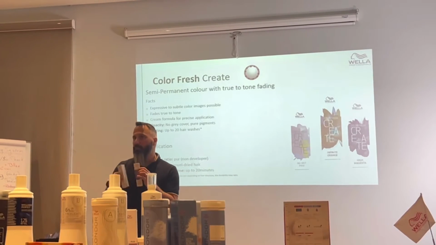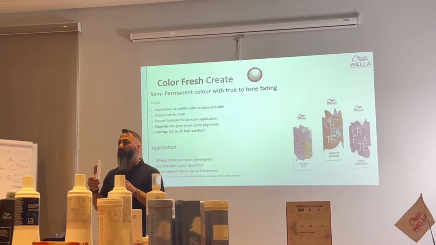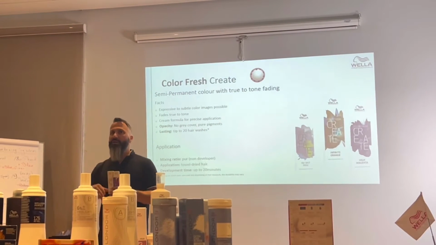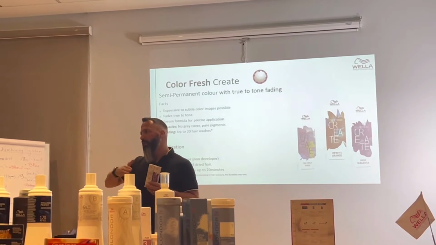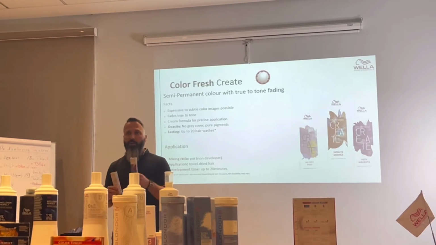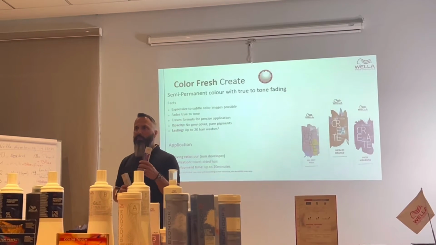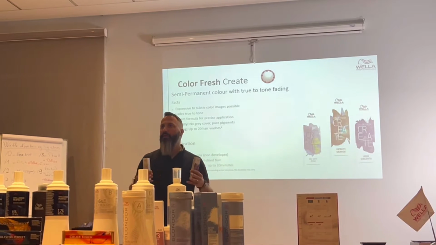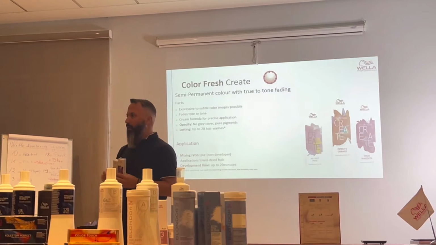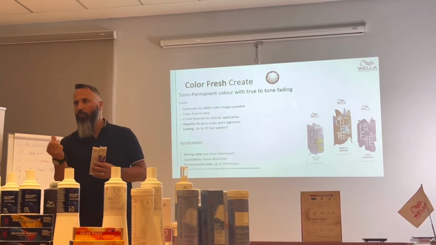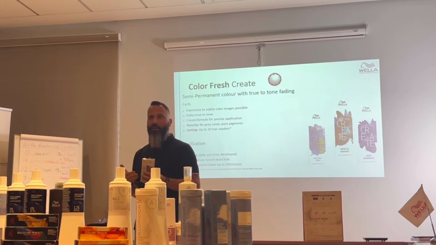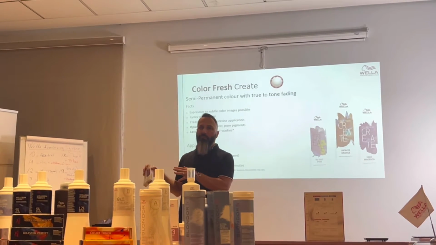We have a very good point in Color Fresh Create: it's tone-on-tone. Tone-on-tone means that when the color starts to fade, it will not turn to any other color. For example, if we are doing violet, violet is mixed between red and blue. Usually the red pigment is very small, it will fade very quickly. So the color will turn to blue.